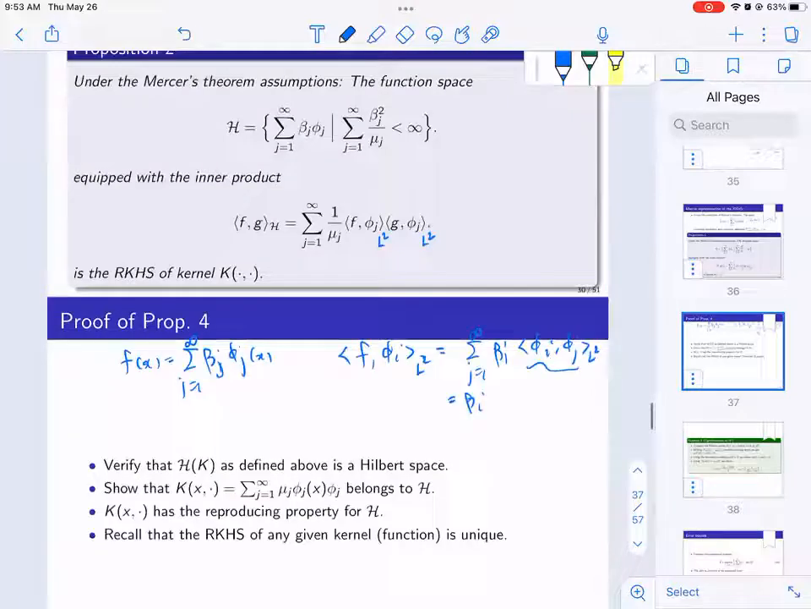So if I have an expansion like this, this would be some beta j, and this would be some alpha j. If I can write f as the summation of beta j phi j, and g as the summation of alpha j phi j, what this is saying is that the inner product is the sum of alpha j beta j divided by mu j.